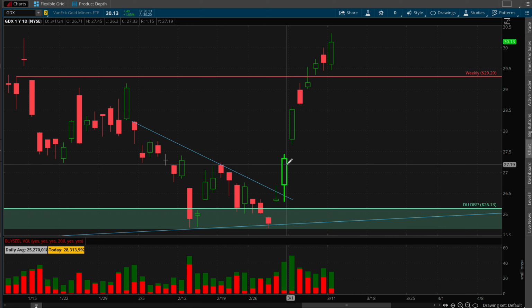Next day, I saw it jump again. We broke out above this little downtrend here. Scaled a couple more. Next day again, we jumped up again, scaled a couple more, and then let the last 2 or 3 ride till we hit this weekly supply zone on March 6th.